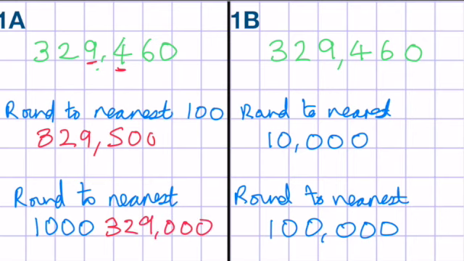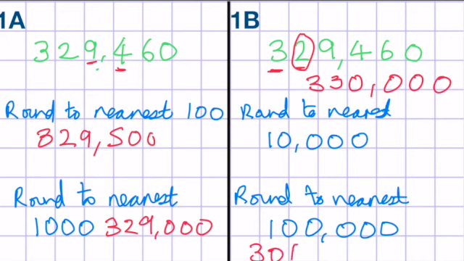To the nearest 10,000, we have a 2 in the 10,000s column. Look next door, it's a 9, so we're going to round up to 330,000. Now to the nearest 100,000, I beg your pardon. So we have a 3 in the 100,000s column and a 2 to the right. So we're going to round down to 300,000.